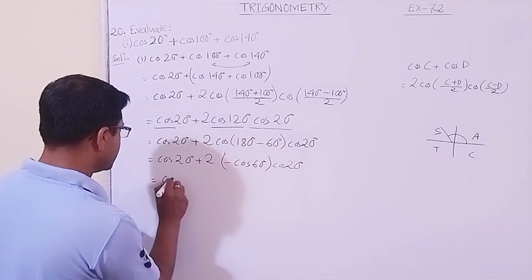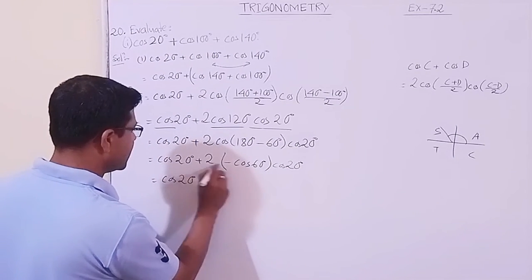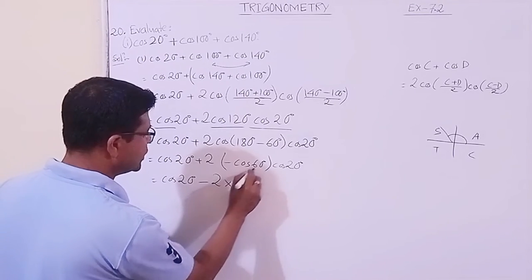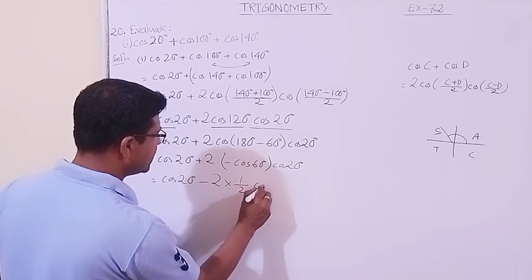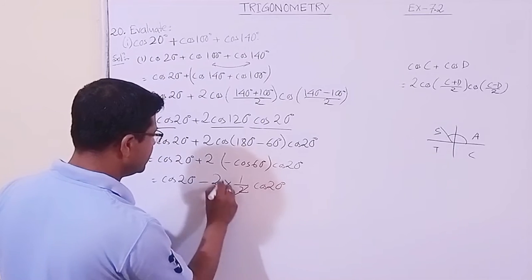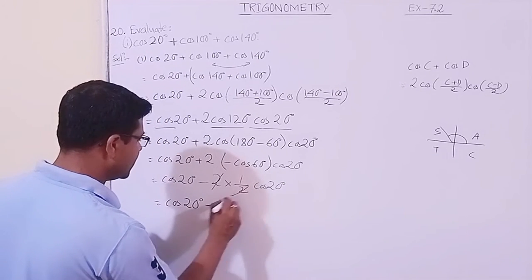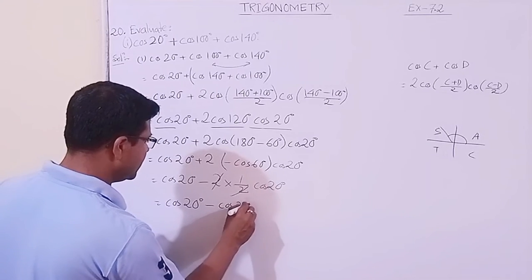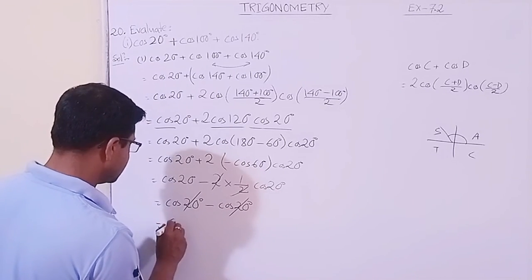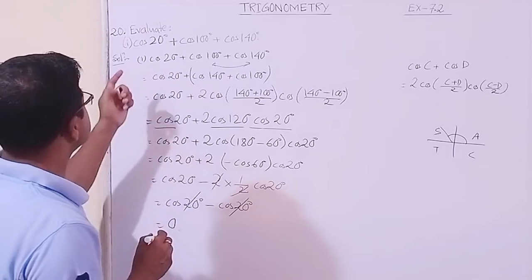Alright, cos of 20 degree plus minus 2 into cos 60 is half, cos of 20 degree. 2 cancel. So what we are getting? We are getting cos 20 minus cos of 20 degree. These two will get cancelled. Answer is 0.